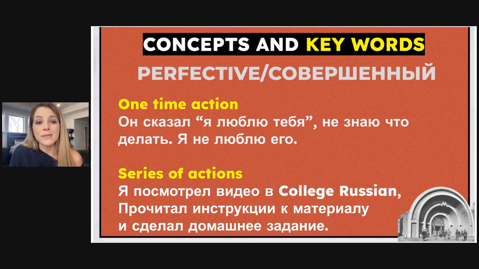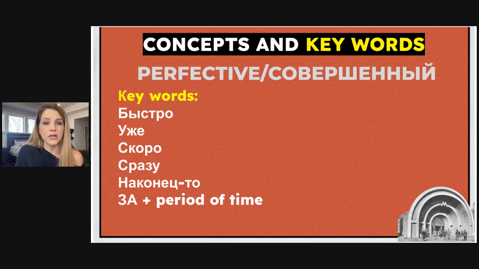For example, я посмотрел видео в College Russian, прочитал инструкции к материалу и сделал домашнее задание. So you watched the video on YouTube, then you read the instructions on the worksheet that you went over to the website and downloaded, and then you did it. Bam, bam, bam, done. Every aspect of it was done. Okay? So again, you're emphasizing things got done before you started the next action.